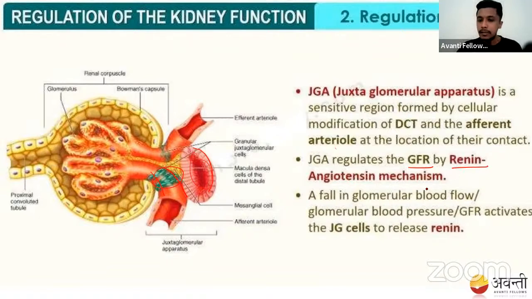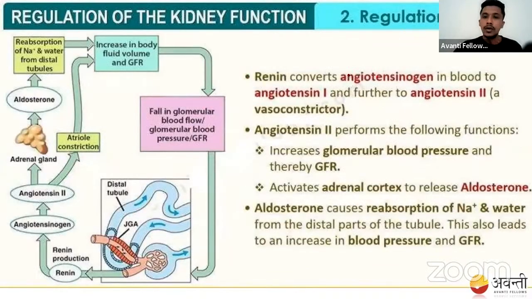This renin-angiotensin mechanism starts like this. Whenever there is a fall in glomerular blood flow, the juxtaglomerular cells are activated to release renin. Once renin is produced, it converts the inactive angiotensinogen in the blood to active angiotensin 1. The active angiotensin 1, in the lungs, is converted to angiotensin 2. Angiotensin 2 is a vasoconstrictor. That means it will make your blood vessels smaller. So as angiotensin 2 is released, what does it affect?